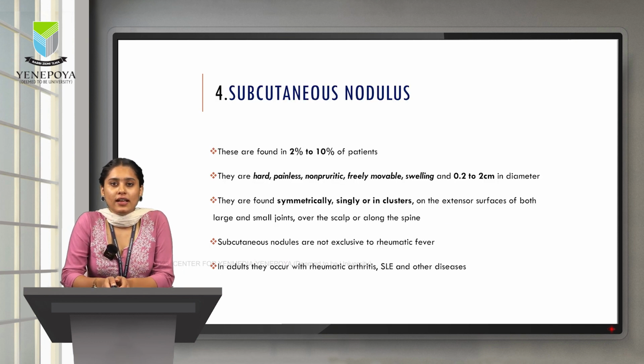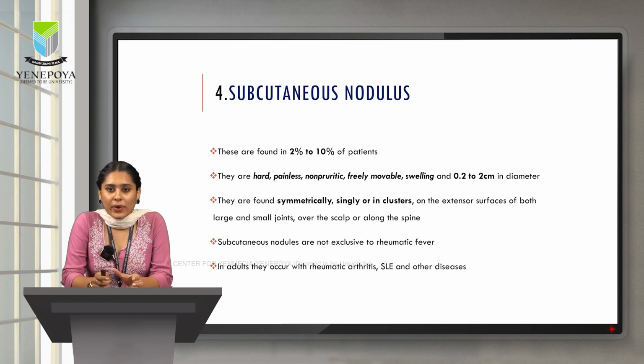Moving on to the fourth one, that is the subcutaneous nodules. This is found in about 2 to 10% of the patients. Here you can see hard, painless, again non-pruritic, freely movable swellings which are about 0.2 to 2 centimeter in diameter. They are very small, so their size can vary. Usually they are symmetric, single, or they can also be present in clusters. They are present on the extensor surface of larger as well as small joints, or you can also see them over the scalp or along the spine region.